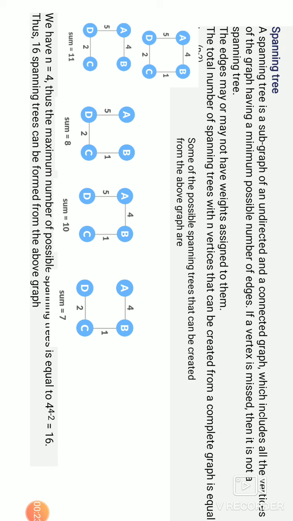So, what is a graph? Graph is a set of vertices and edges which connect those vertices. So, what is a spanning graph or a spanning tree? I'll tell you the spanning graph and then I'll tell you why it is called a tree.